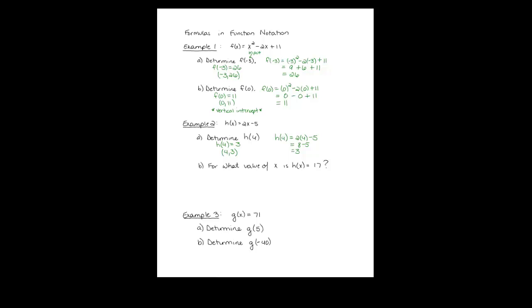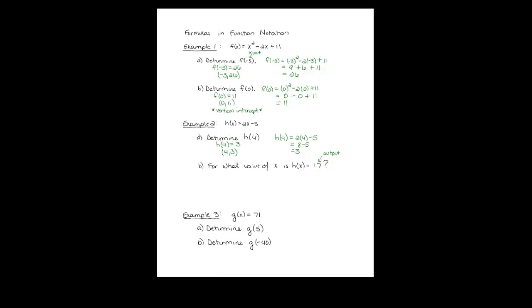Now part B is a little bit different. I want you to pay attention here to the wording in part B. For what value of x is h of x equal to 17? This is very different from part A. Here the 17 is not the input value. It is the output value. So we can't just plug in 17 for x. 17 is not the input. We're actually looking for x. That is what we're trying to find here.